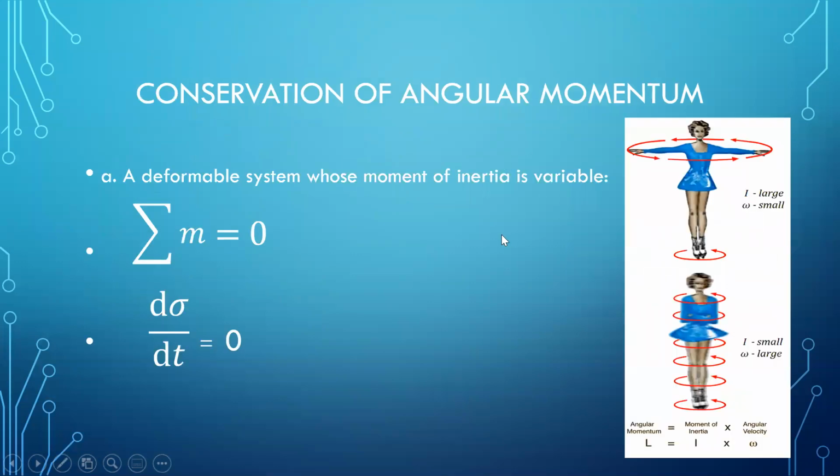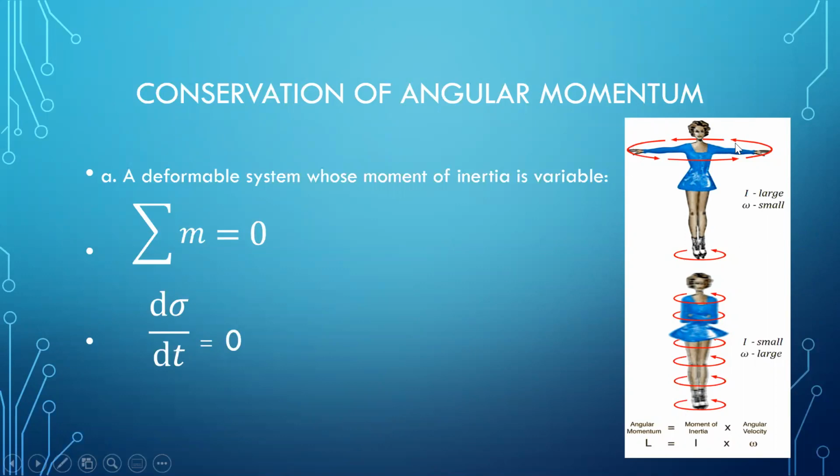So now for the conservation of angular momentum. As we just said, the angular momentum is conserved when the moment, or the torque, external to the system is equal to 0. So first, we talk about the case of a deformable system whose moment of inertia is variable. So let's consider that the moment of inertia is variable. How is it variable? We can see that in this figure right here.